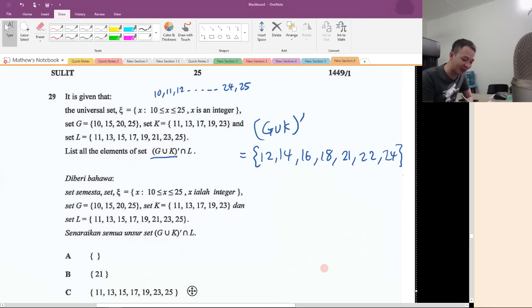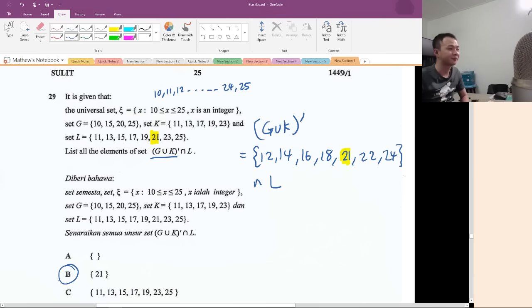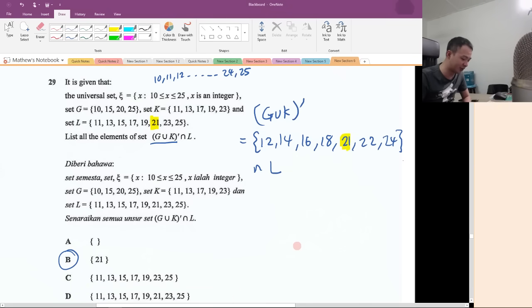Okay, this part I want to intersect with L. That means I want to find the common elements between this set and the set L. Set L is over here, right? The only number they share in common is 21. Do you see that? Therefore, my answer will be B. Okay, so it's not too bad.